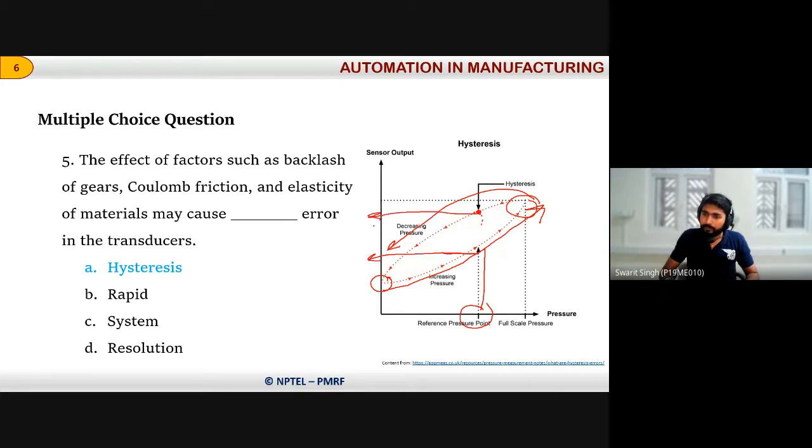So this is the error. Okay, so this amount is the difference, right? When you are increasing the pressure from the starting point to a top point, and then again decreasing the pressure back to the starting point, this kind of error is observed in the system, and this kind of error is noted as hysteresis. Hope you all understand the concept.